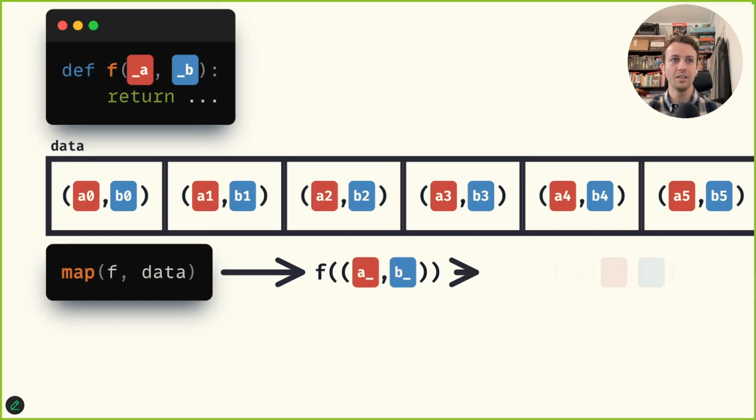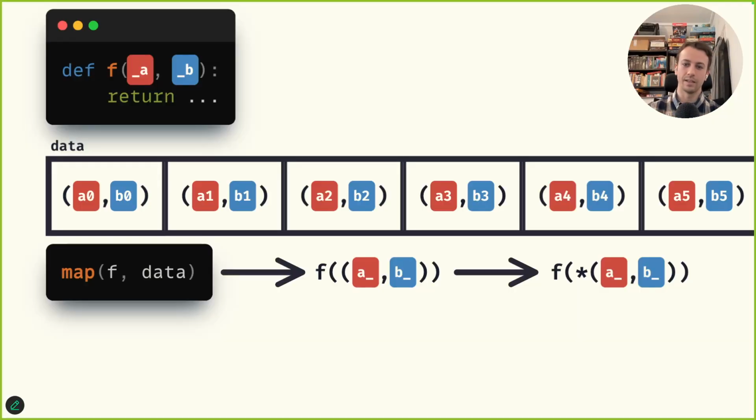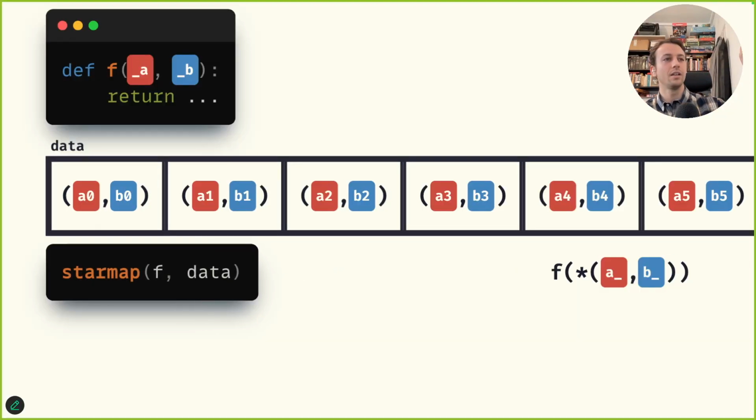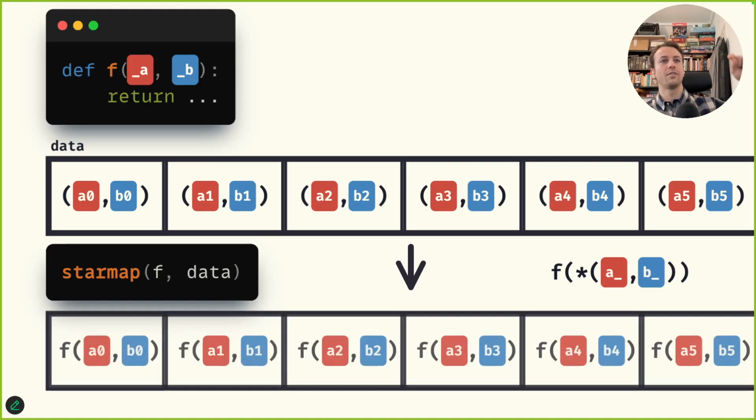So you would need a star. You would need to unpack the pair. Wait, but weren't we talking about star something? That's what starmap does. If you take starmap f and a piece of data, then the function gets applied to the unpacking of the pairs. Or they don't need to be pairs, they're going to be tuples of data. Nice.